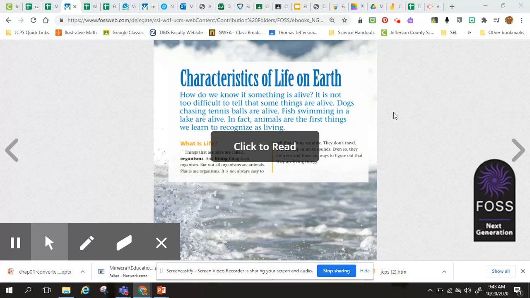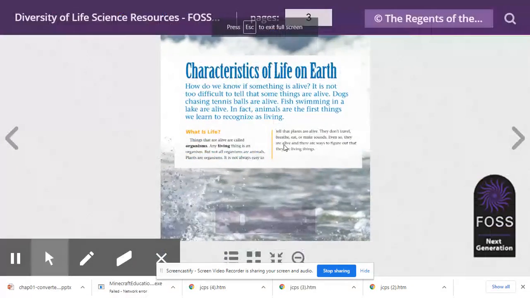How do we know if something is alive? It is not too difficult to tell that some things are alive, like dogs chasing tennis balls are alive, fish swimming in a lake are alive. In fact, animals are the first things we learn to recognize as living. But there are other things that are alive. All right. So what is life?